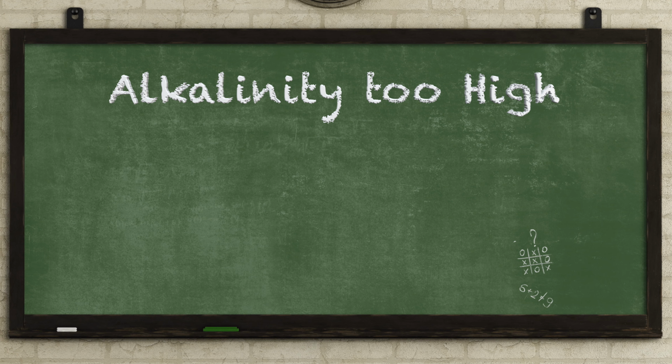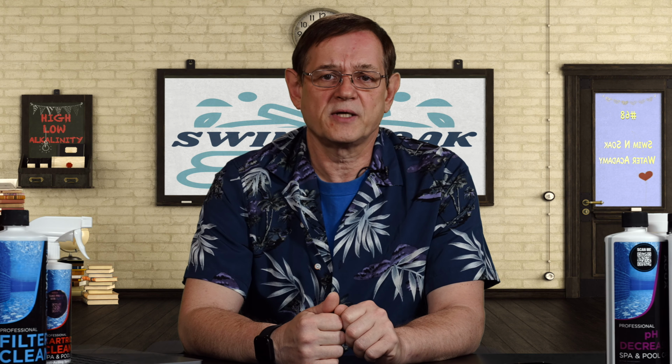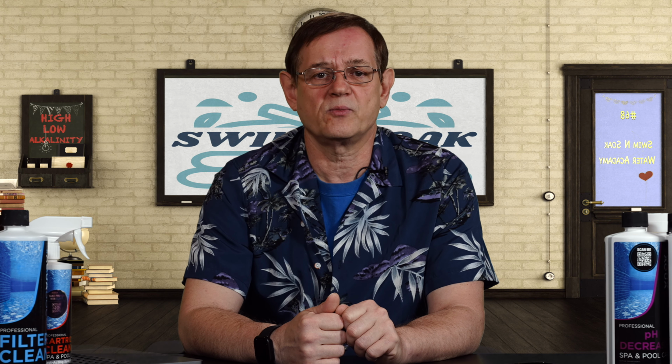Next slide. If your alkalinity climbs above 120 parts per million, this can result in your equipment starting to scale and potentially damage it, also not covered by warranty. As with low alkalinity, you may feel discomfort, burning and itching of the eyes and skin, and your water could turn cloudy and look unappealing to soak in. If it becomes highly elevated, it will challenge you to lower it back down. So what causes these fluctuations in your hot tub water?